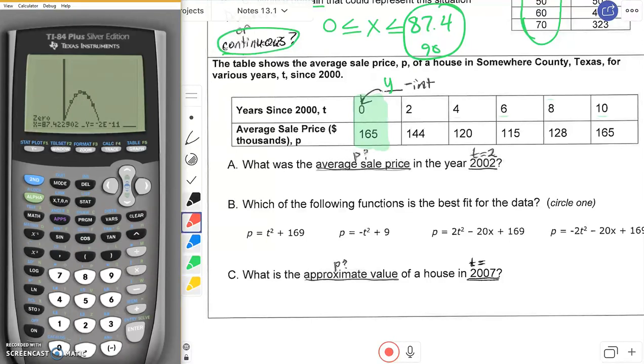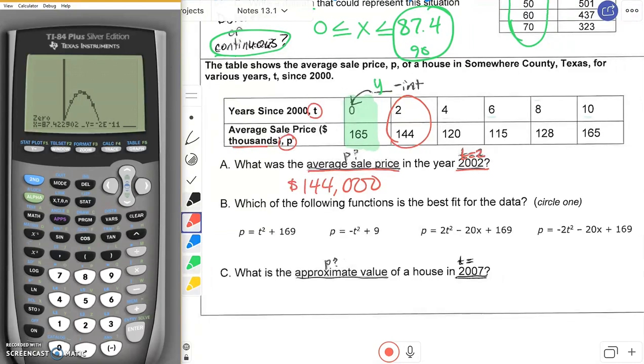So let's answer these questions. What is the average sale price, which is P, for something in the year 2002? That's 2 years since 2000, so that's where they get that T value that's equal to 2. Oh hey, there's T. Guys, circle that right there. What's the average sale price? 144. That's not just 144, that's in thousands, so it's $144,000.